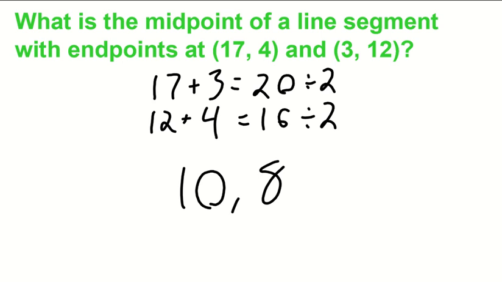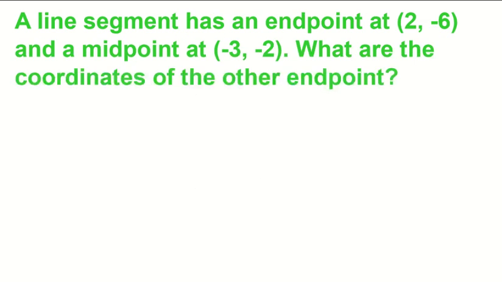You notice it's in the middle. It's the same distance from each of those two endpoints. So from 17 to 10 is 7, 10 to 3, also 7. From 4 to 8 is 4, 4 more gives you 12. That's what you want. It needs to follow that pattern. All right, so if we find the midpoint, we got to be able to find a missing endpoint also.